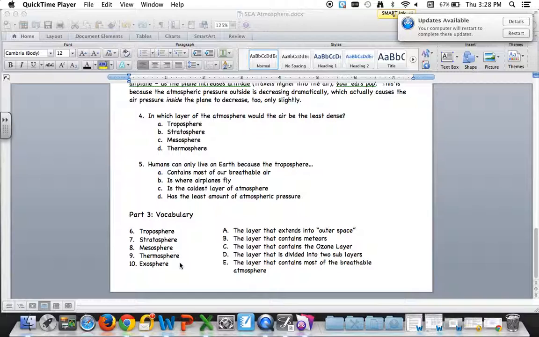The answer choices are A. the layer that extends into outer space, B. the layer that contains meteors, C. the layer that contains the ozone layer, D. the layer that is divided into 2 sublayers, E. the layer that contains most of the breathable atmosphere.